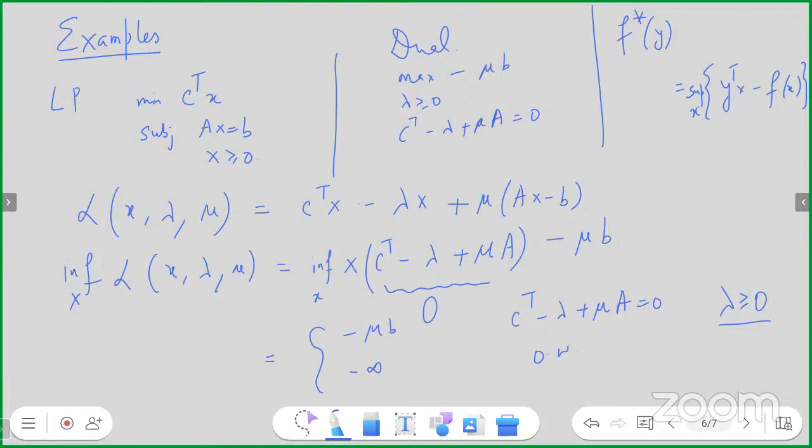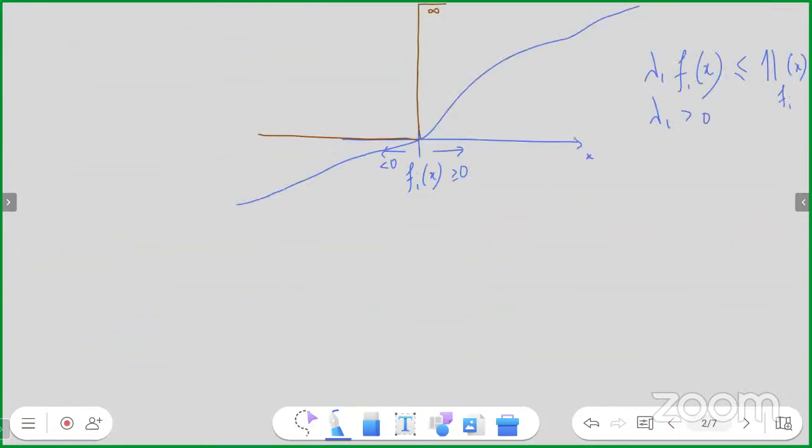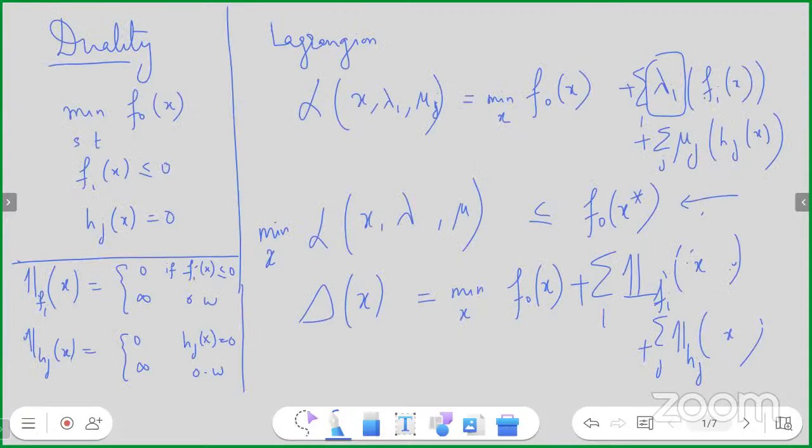Something is missing. Should we go back to the first slide? This is true for every possible value of lambda and mu. So this is true also for the maximum with respect to lambda and mu. That's my dual.